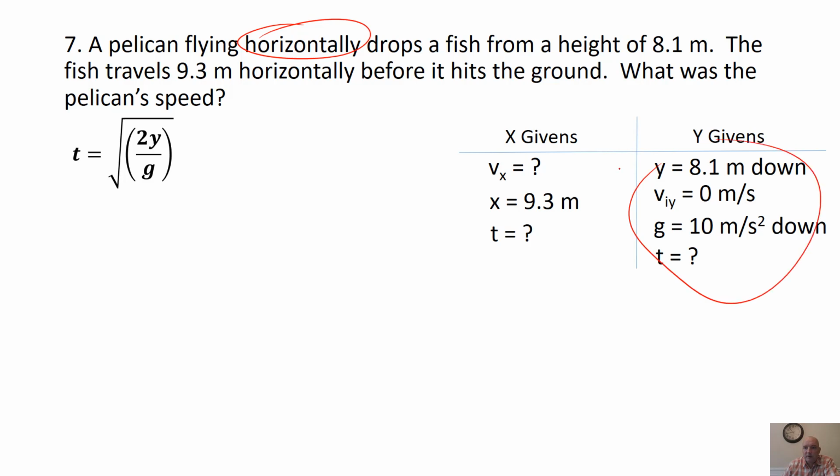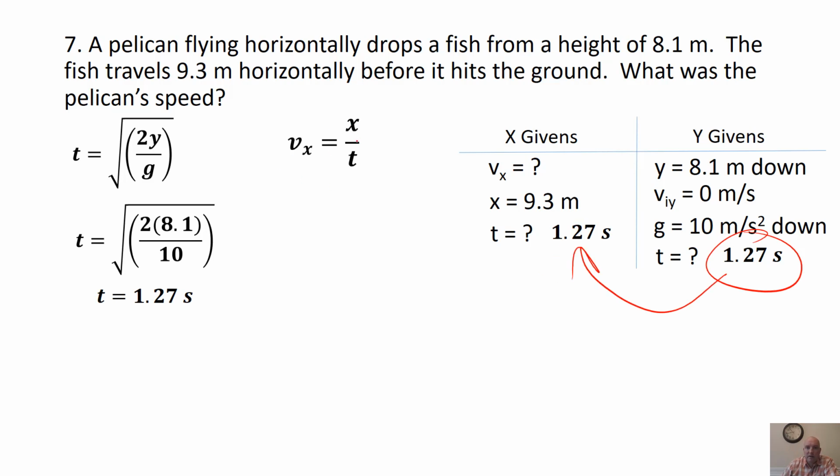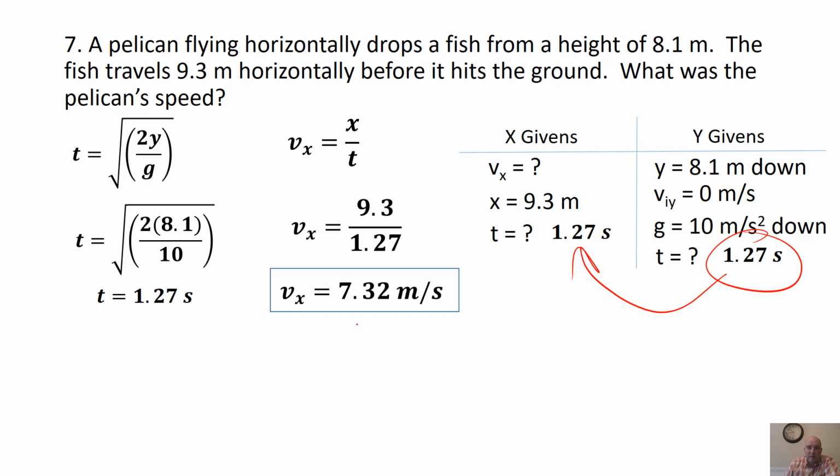We have enough information to solve for t here. We're going to go ahead and go to our t equals square root of 2y over g equation. We plug in our values, and we get 1.27 seconds here. And we're going to move that to the x-axis, and we're going to finish off the formula solving for the x velocity, plugging in our values, and we get 7.32 meters per second.